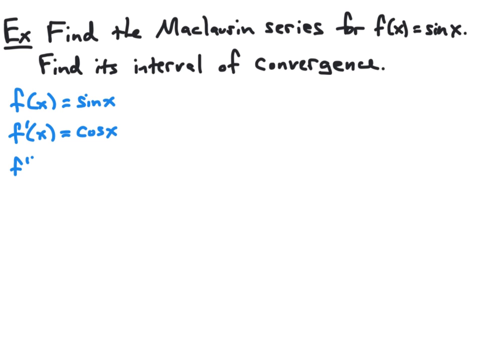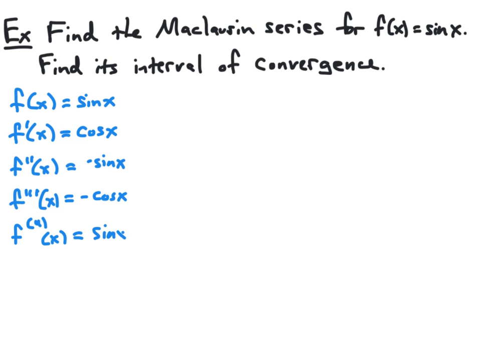The second derivative will be the derivative of cosine, which will be negative sine of x. The third derivative will be the derivative of negative sine of x, which will be negative cosine x. The fourth derivative will be the derivative of negative cosine x, which will be positive sine x. And now notice that we're back at the beginning. We're back at our function f of x.